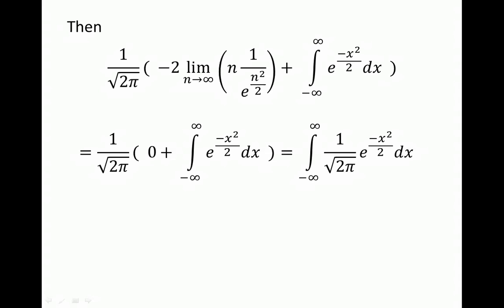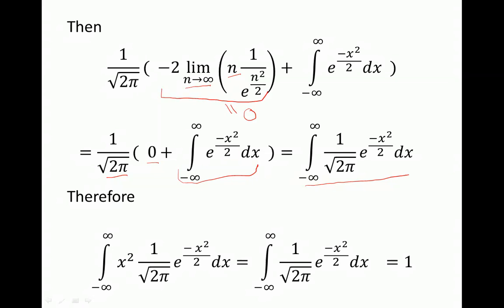So as I said, this equals 0, because n goes to infinity, and here we have e to the power of n squared, which goes to infinity much faster than just n. So the denominator becomes larger, so the limit is 0. Therefore, here we have 0, we have the multiplier, and we're left with this integral. So the expression equals this, and we put the multiplier inside the integral.